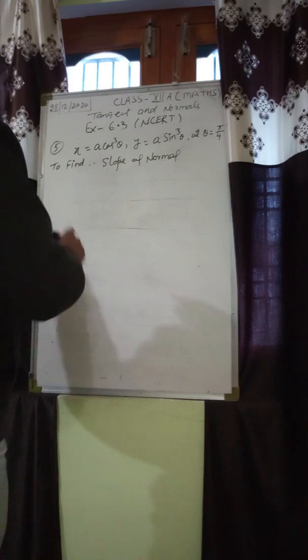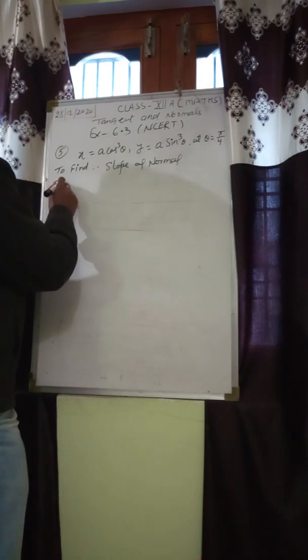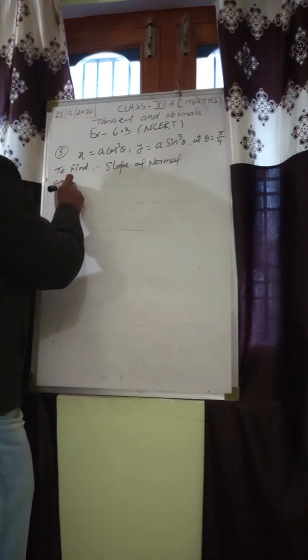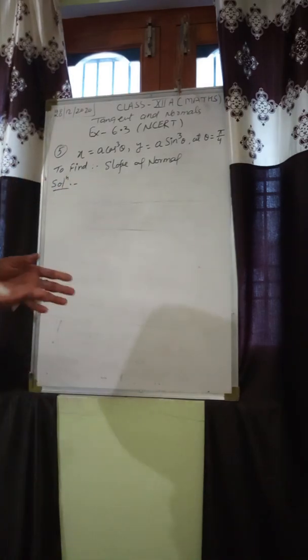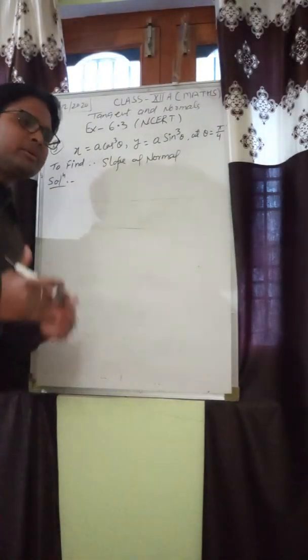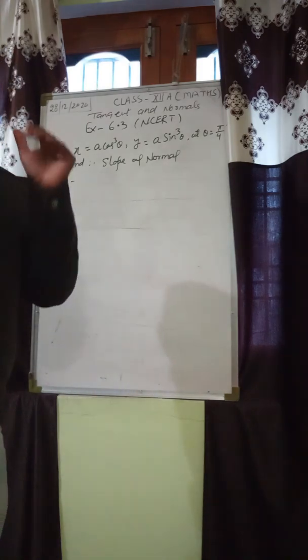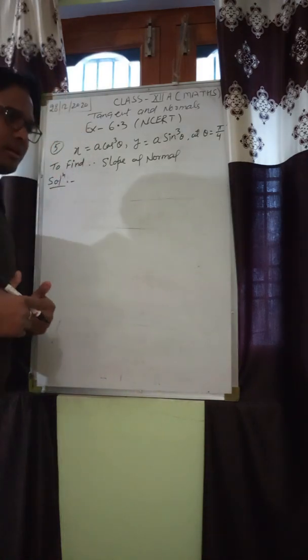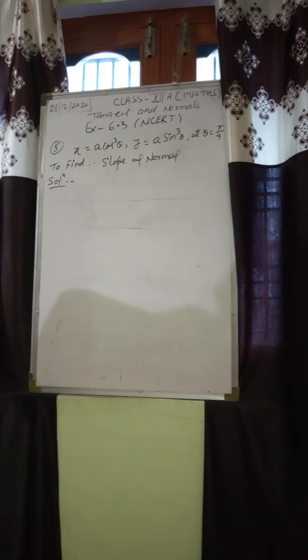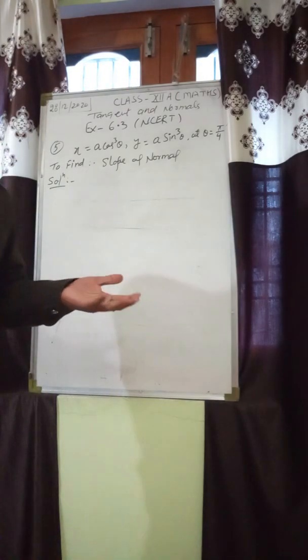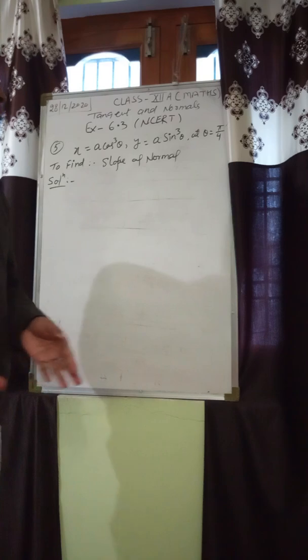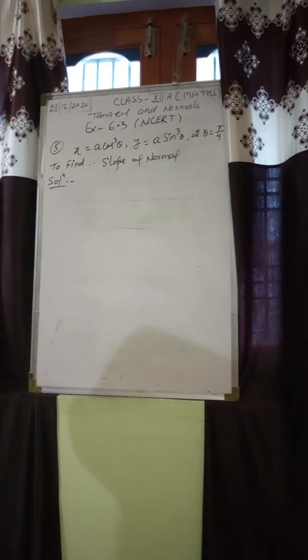Okay, so the solution. First of all, we have to find out the slope of the tangent, and after that the slope of the normal, because the normal is perpendicular to the tangent, so slope of normal will be equal to minus 1 by slope of the tangent. And how can we find out the slope of the tangent? That is dy by dx at that particular point, means at theta is equal to pi by 4.